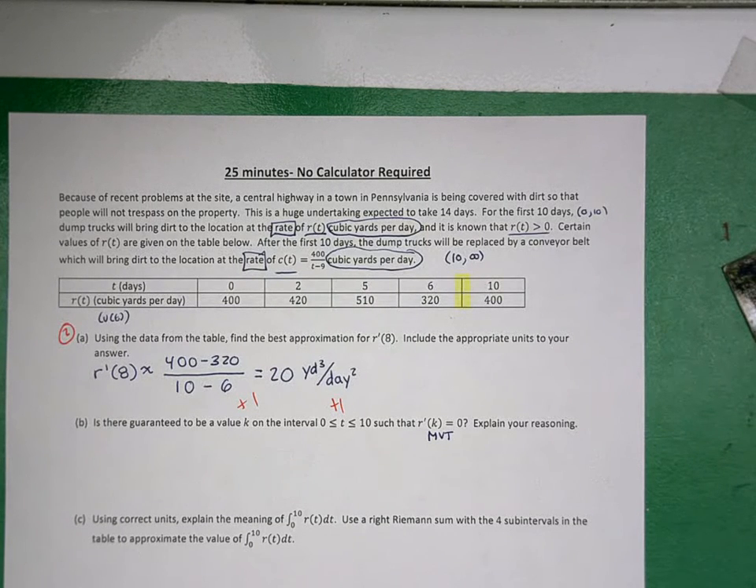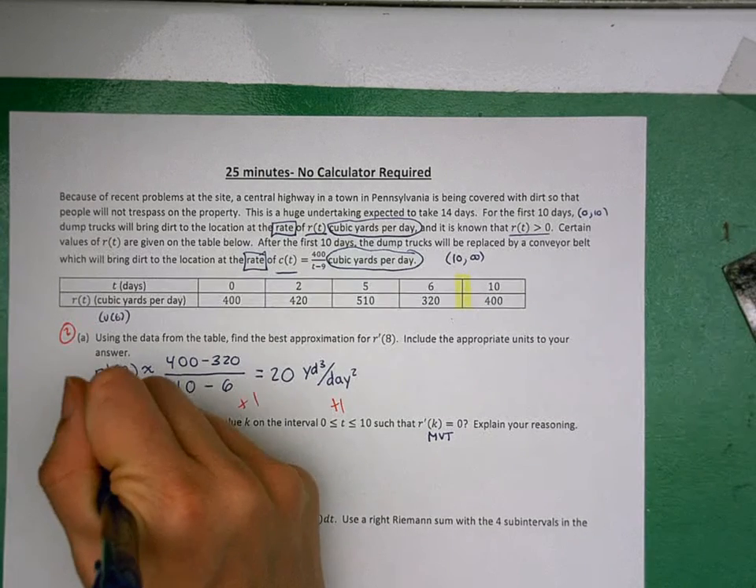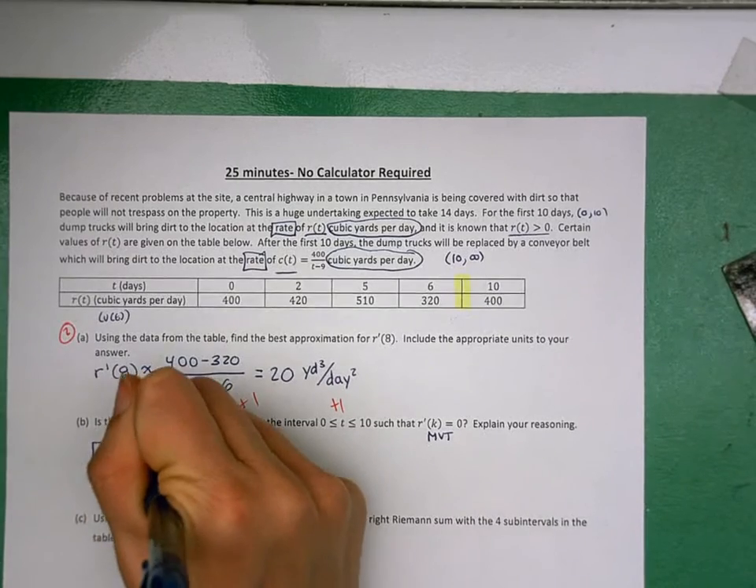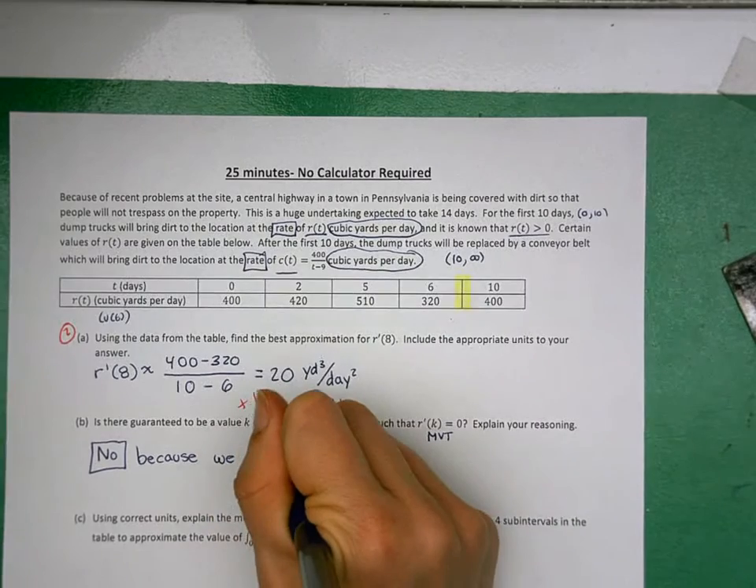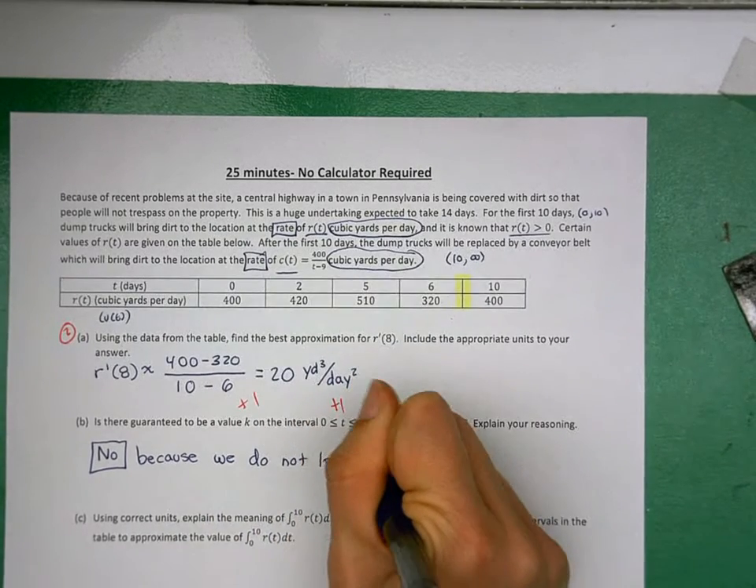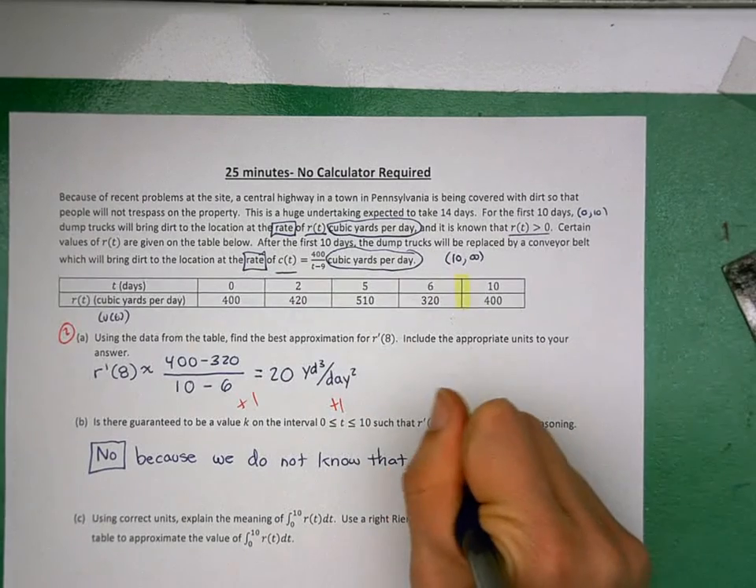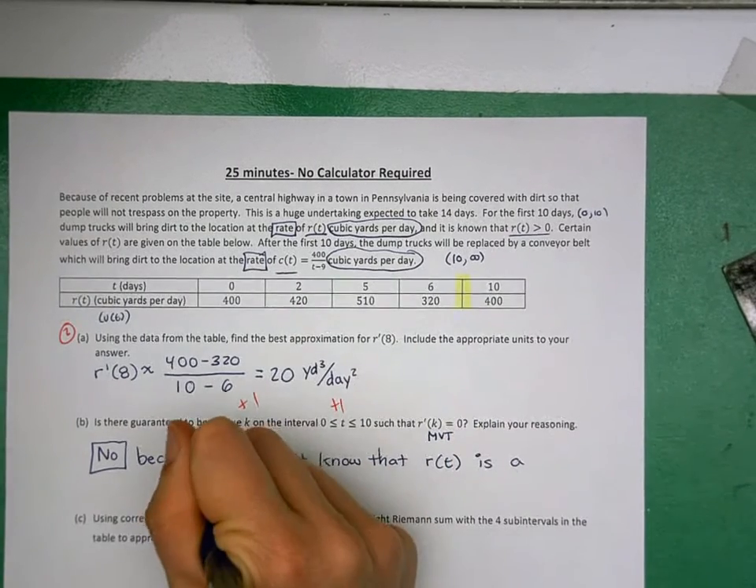MVT is in 3.2, and we've talked through MVT over several different videos, but to apply MVT, you have to be differentiable and continuous. Well, nowhere in this problem are we ever told that r of t is differentiable. All those words up above, not a single one of them stated anything about differentiability or continuity, right? And so no, we actually can't, because we do not know that r of t is a differentiable function.